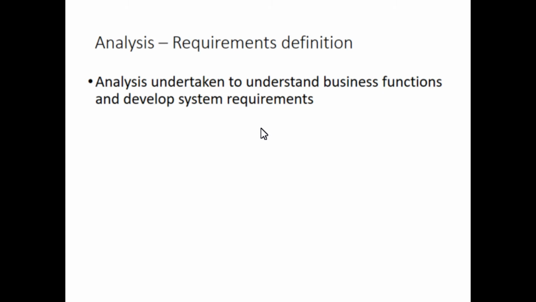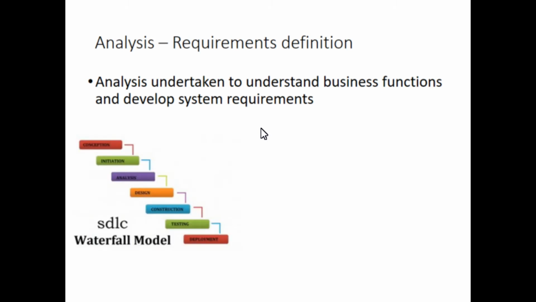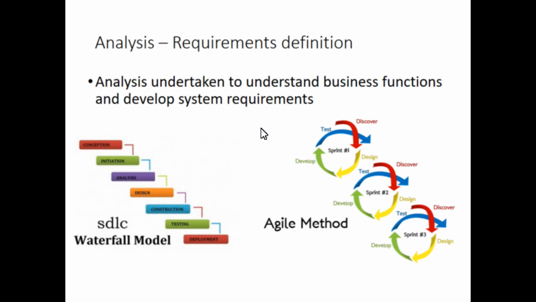So there is the waterfall methodology or model, and then there is the agile model. So in the waterfall, as you can predict, the analysis is done once, whereas in the agile methodology, it's done in each iteration or in each sprint. So that is pretty much the analysis phase.